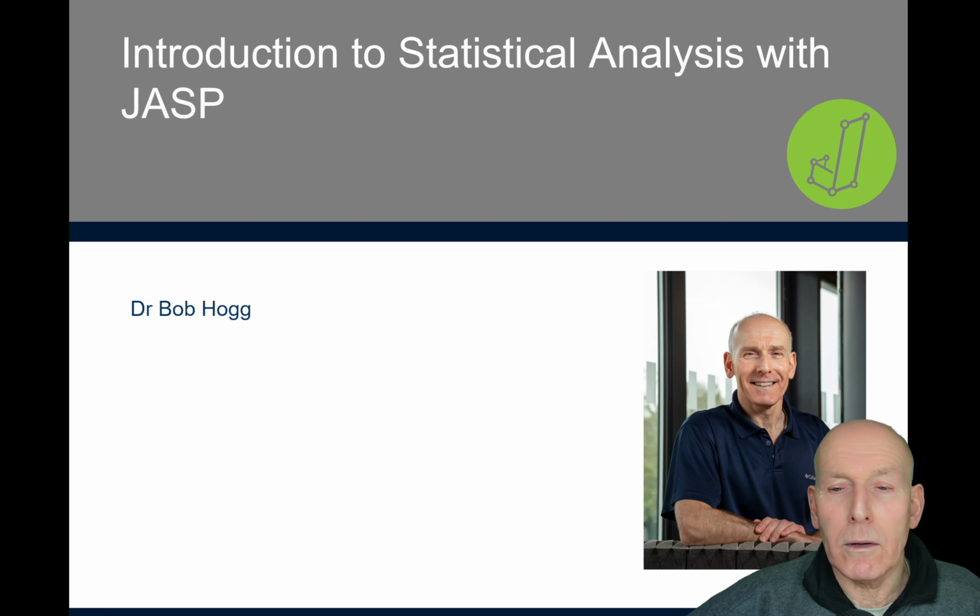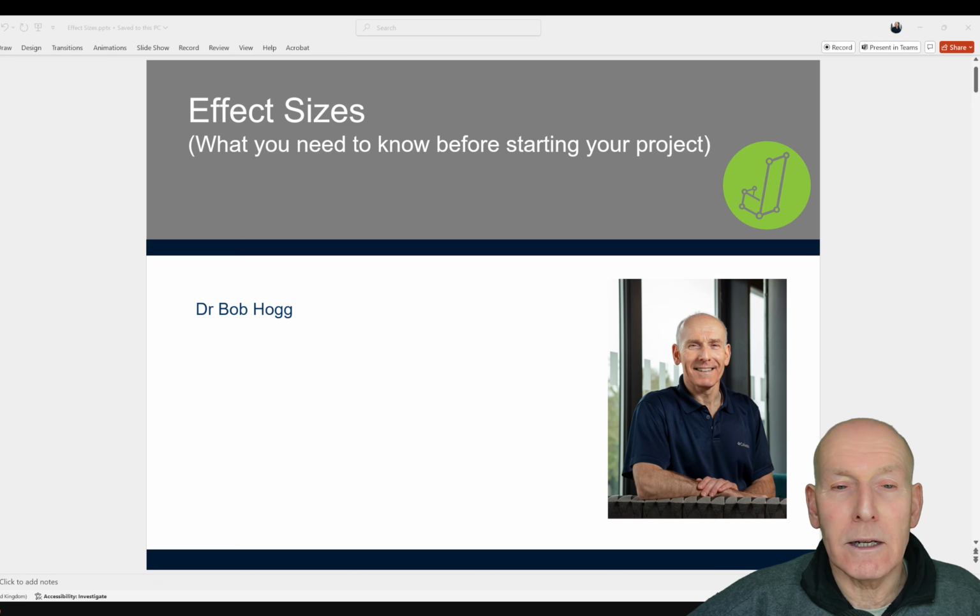I'm Dr. Bob Hogg, and in this video we're going to be having a look at effect sizes. Now this is quite important because it's a key aspect of classical type statistics, but also because we're looking at JASP, we're also looking at Bayesian statistics, and it is in fact the effect size that is being measured in terms of the Bayesian analysis.